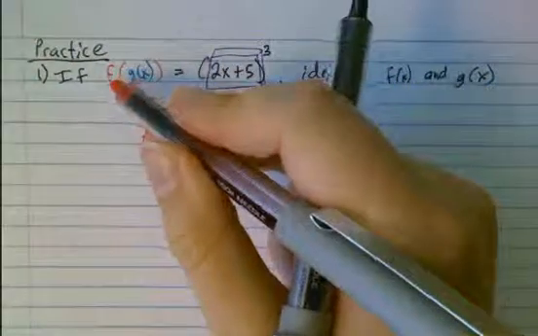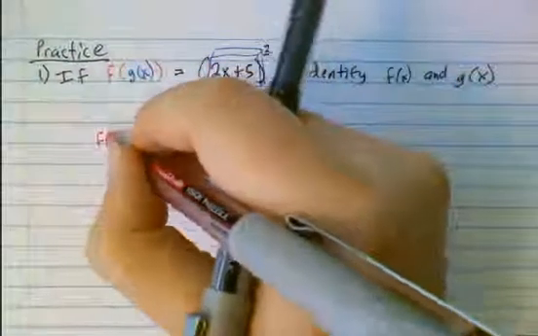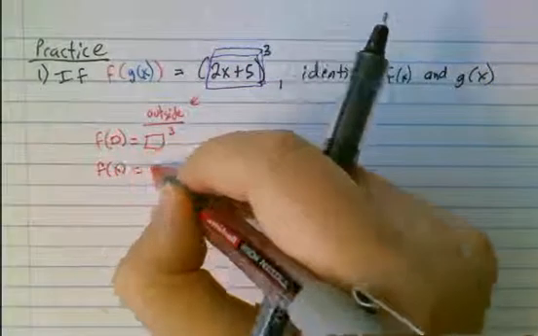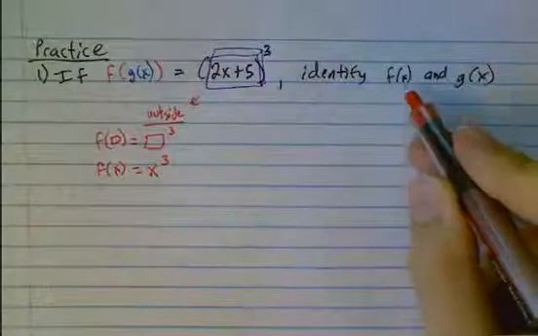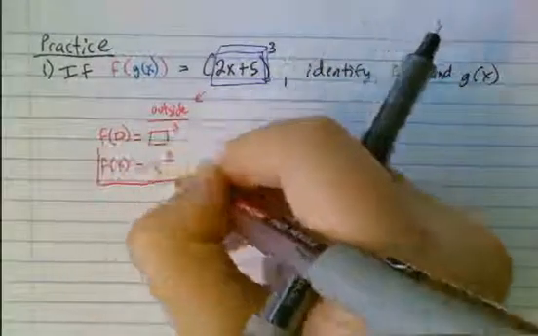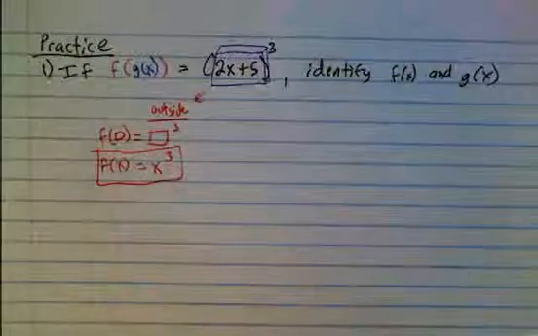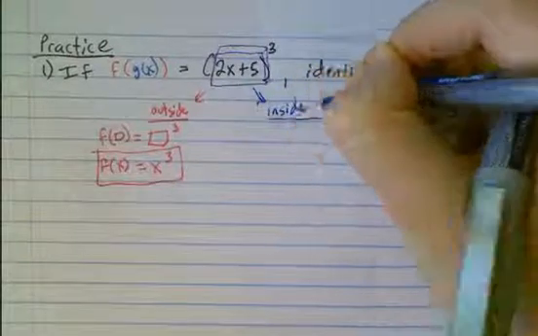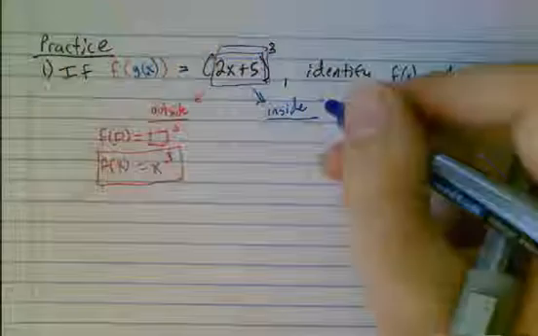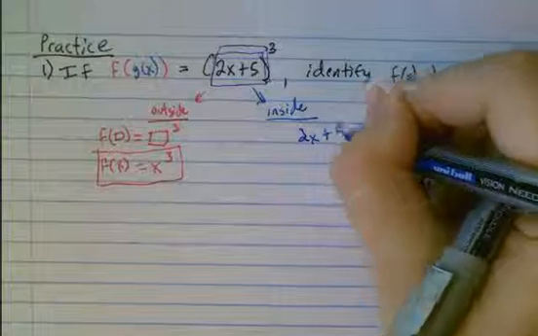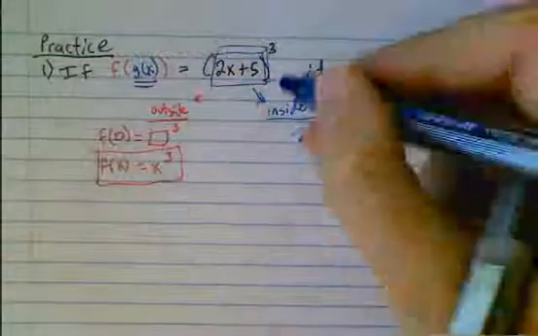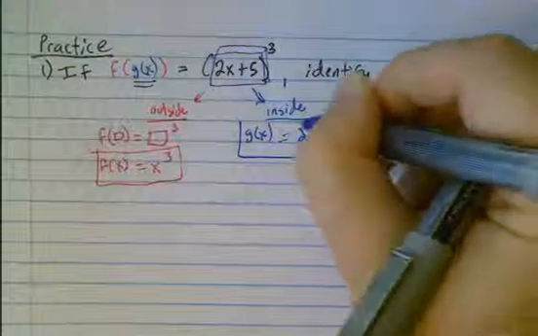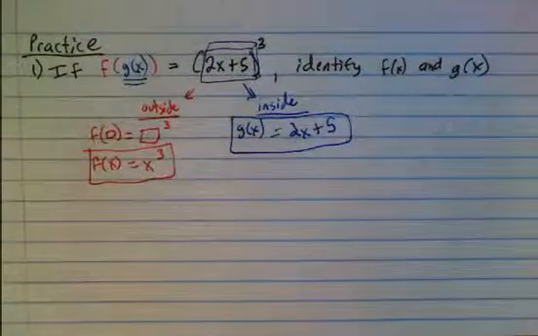F is my outside function, so we're really saying f of box equals box to the third, or f of x equals x to the third, because we're asked to find f of x. So there's one of my functions. Now we're looking at the inside, and I can see that what's inside the box is 2x plus 5. My inside function is called g. So there's g of x. That's it.